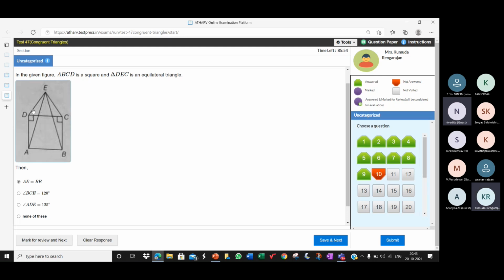Is this angle ADE equal to this angle BCE? Yes, ma'am. 150, 150 degrees. Is DE equal to CE? Yes, ma'am, it's an equilateral triangle. By what rule is triangle ADE congruent to BCE? SAS, ma'am. So ADE is congruent to BCE. Then AE equals BE by CPCTC.